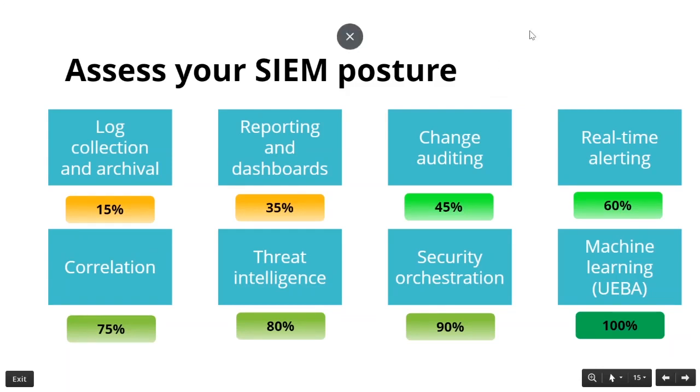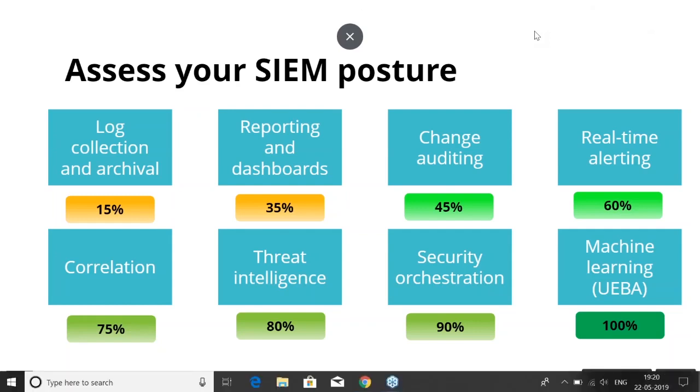Right? So I have just listed out 8 functionalities of SIEM solutions, which according to me are the 8 main capabilities that you should have in your SIEM solution. And I've just assigned certain percentage numbers to each of these capabilities, just in increasing order of maturity. Right, so log collection and archival is a basic fundamental thing that you should do.